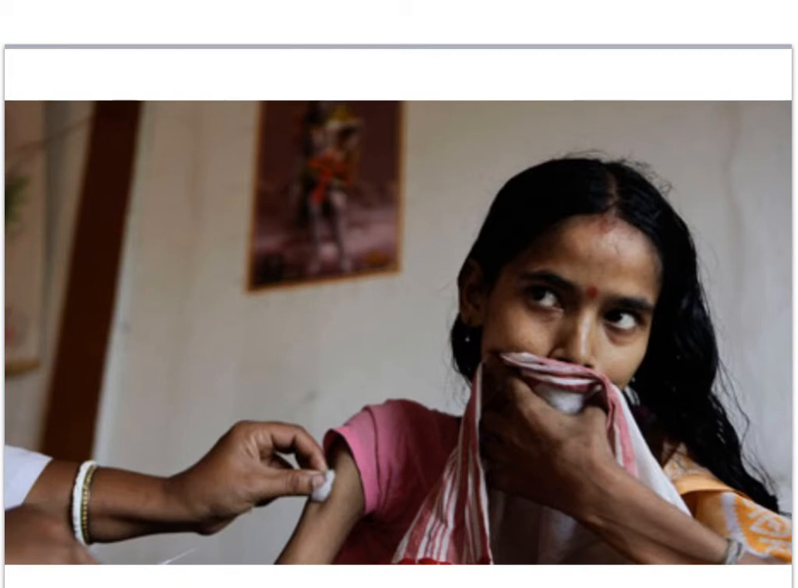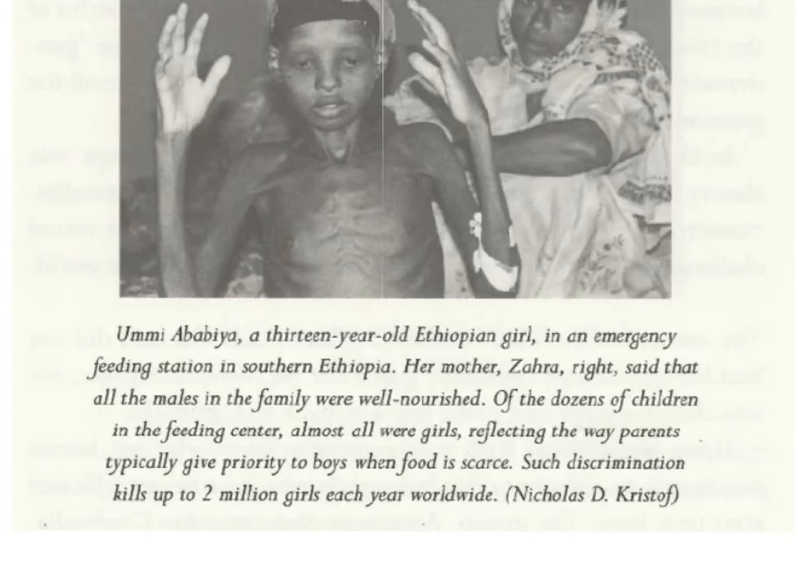Well, part of the explanation in India is because mothers are less likely to take their daughters to be vaccinated than their sons. And that alone is estimated to account for around about 1/5 of India's missing females. And all told, girls in India from 1 to 5 years of age are a staggering 50% more likely to die than boys of the same age. And this is a picture of a 13-year-old Ethiopian girl in an emergency feeding station in southern Ethiopia. And what was interesting about this case study is that all of her brothers were relatively well fed, and virtually all of the children at this feeding centre were girls.